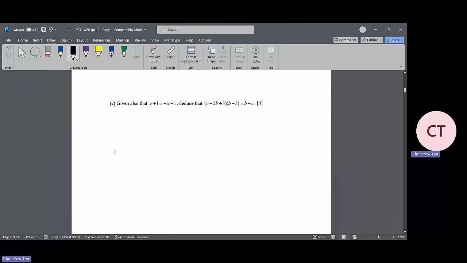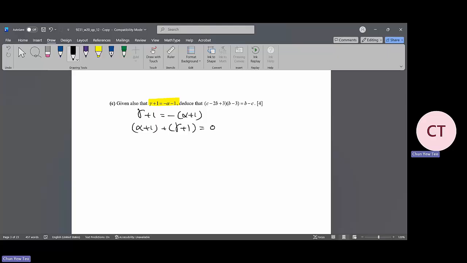Move on, we have 1c. It is given that gamma plus 1 is equal to negative alpha plus 1. So gamma plus 1 is equal to the negative of alpha plus 1. We can make it become alpha plus 1 plus gamma plus 1 is equal to 0.